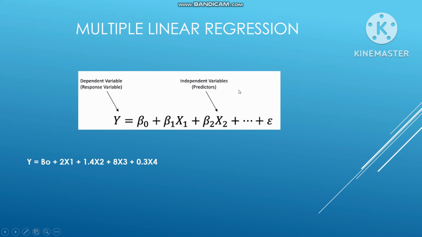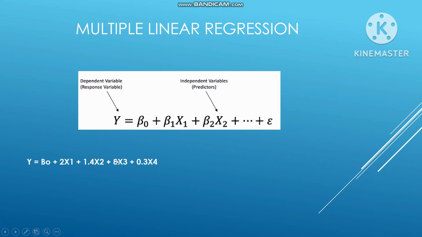Now for multiple linear regression, we simply modify the formula like this. Okay, so here this is the intercept, that is, when the value of x is 0, what is the value of y, and here x1, x2, dot dot dot represent the factors.